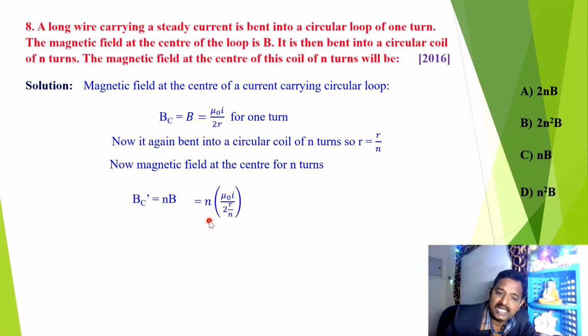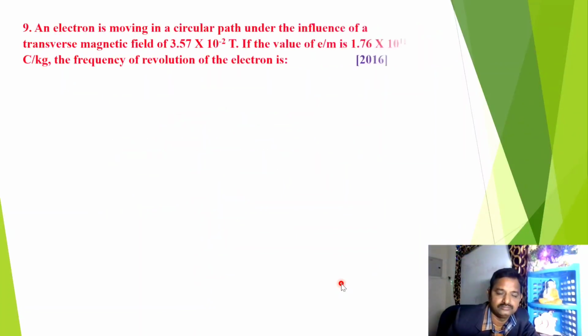That is N into B, meaning mu naught I by 2R. In the place of R we have to write R by N. Then we will get N square mu naught I by 2R. So here mu naught I by 2R means B, so we will get N square B. So from the given options, option D is the answer, my dear. Now we will go for the next problem.